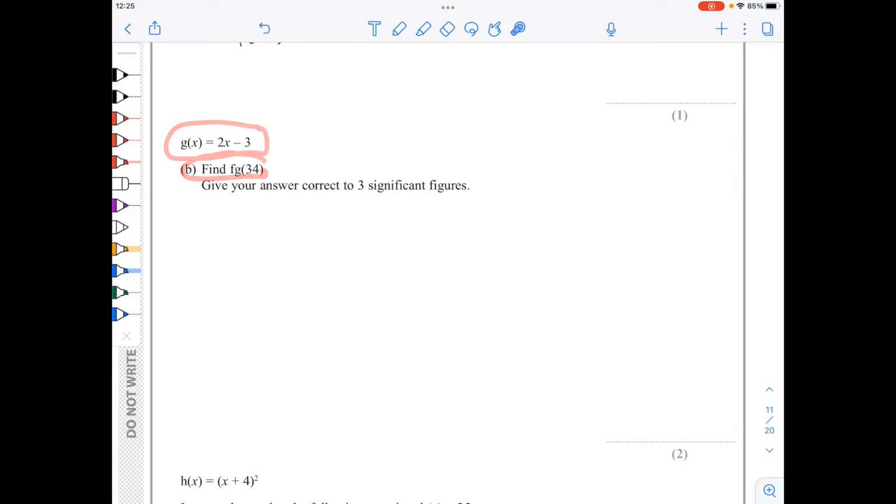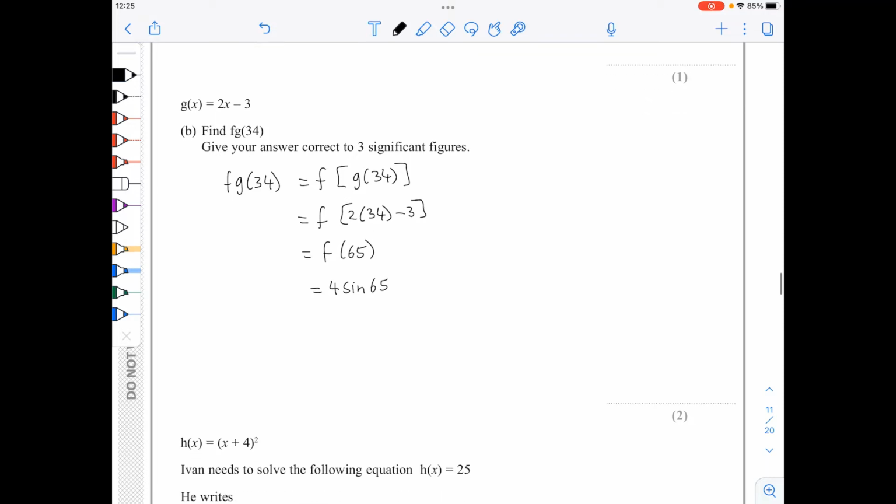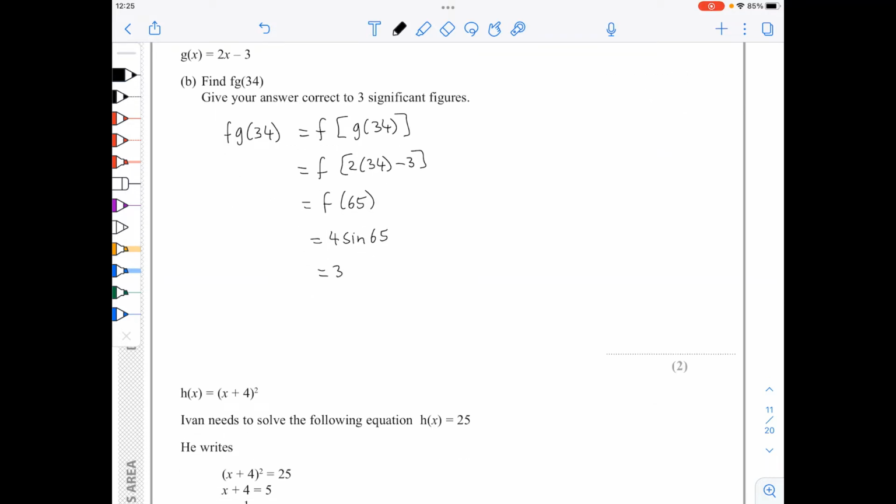We've got a composite situation here. I always start with the inside, so it's going to be f of g of 34. Now g of 34 is 2 times 34 minus 3. So this is f of 65, which is 4 sine of 65, which gives an answer of 3.63.